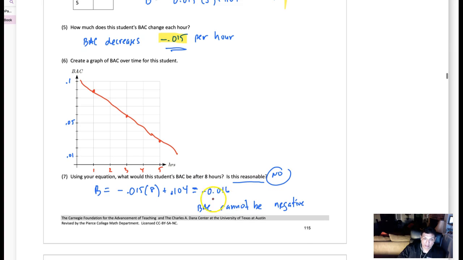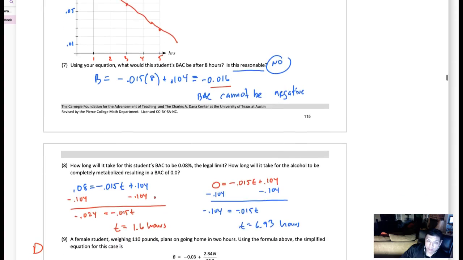Well, you plug in 8, you get a negative answer. It's because blood alcohol content can't be negative. Once it's 0, it's done. But that's how we would use the equation to make a prediction. What is the BAC at 6 hours? You would substitute that in. So that's what we're looking at here.